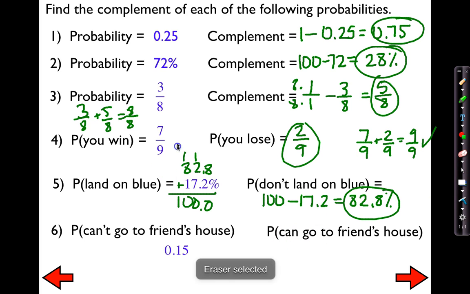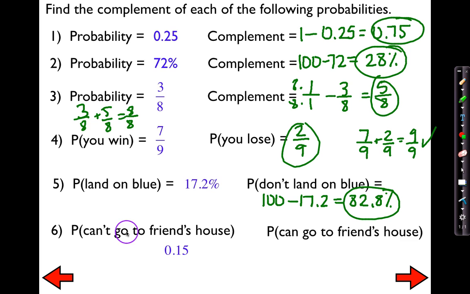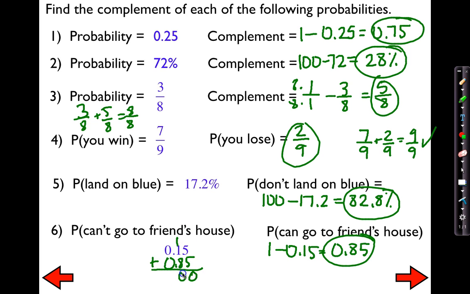And then last but not least, here, the probability that you can't go to your friend's house is 1/1500. So the probability that you can go to your friend's house, well here, notice, it's not going to equal 100, it's going to equal 1. So I'm going to do 1 minus 1/1500, which is 1499/1500. But again, I should probably check to see if I'm right. I'm going to do that by simply adding them to check to see if it does give me a total of 1. And guess what? It does. So I'm pretty confident that that is my answer.